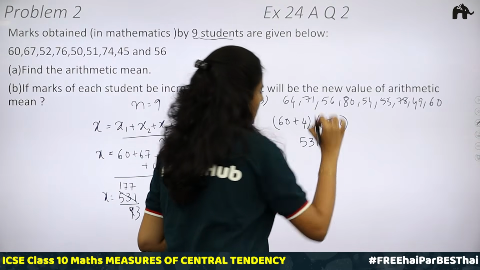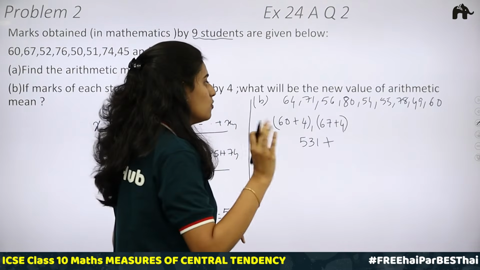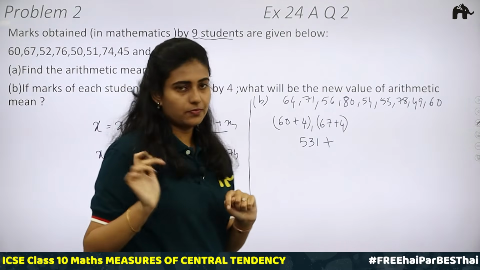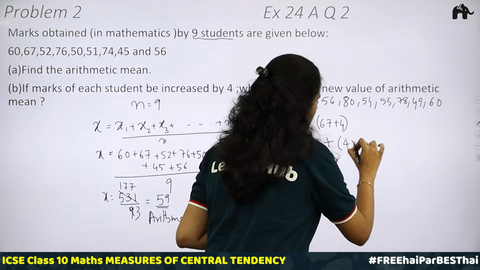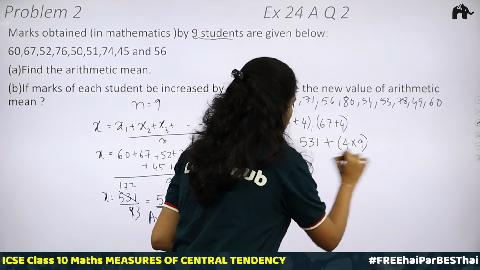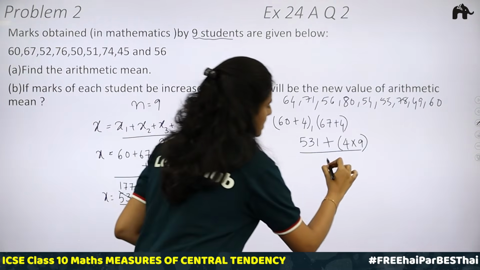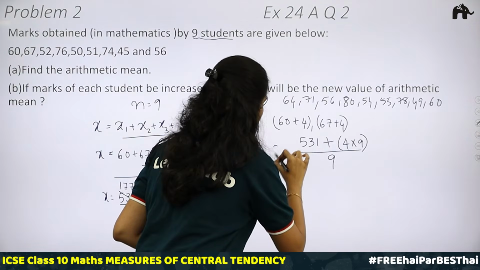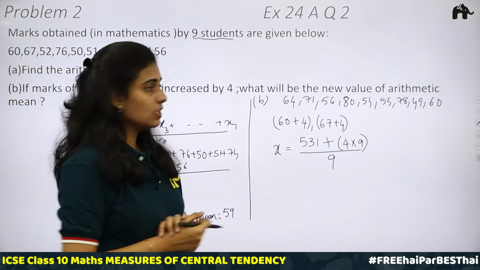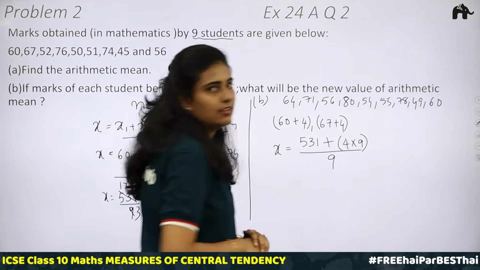531 plus. Next, what is happening? We are adding 4 to each term. How many times is 4 added then? 9 times. To each value we are adding 4. Yes, that is 4 into 9. Okay. Then the whole is divided by what number? That is the n value, which is 9. So this will give us the x value. So with this 531, we'll be adding 4 into 9.